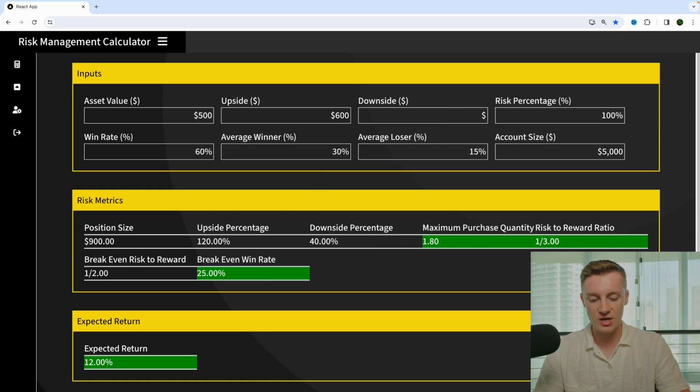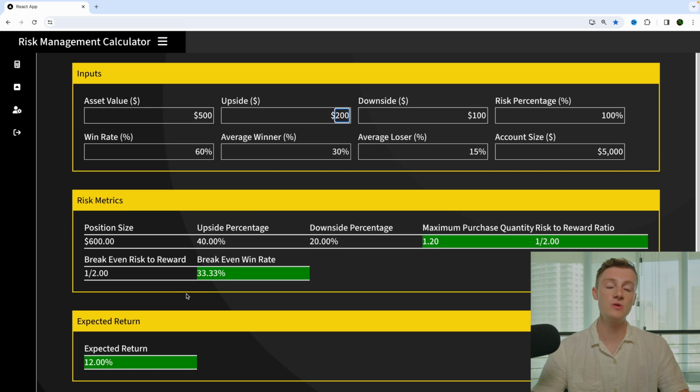So let's say we trade a 1 to 2 where our risk is 100 and our reward is 200. Now we can see our break-even win rate is 33.33%. Okay, we're risking one part to make 2. Or we're risking $100 to make $200. So as long as we maintain at or above a 33.33% win rate, we will be profitable. Now that should make sense.